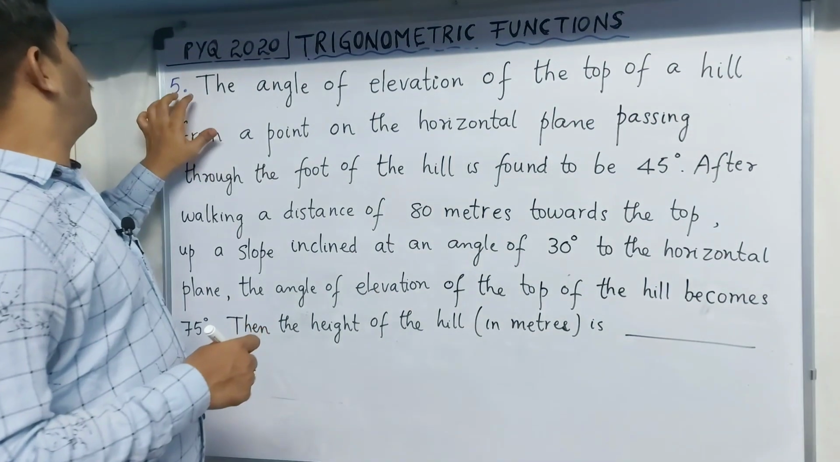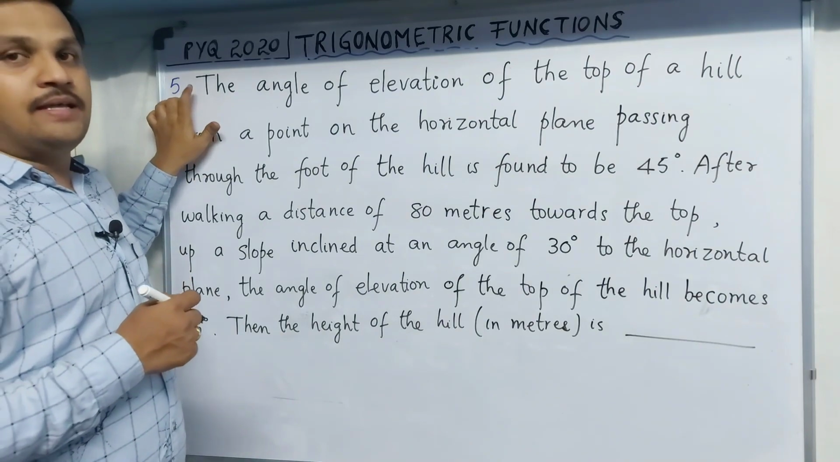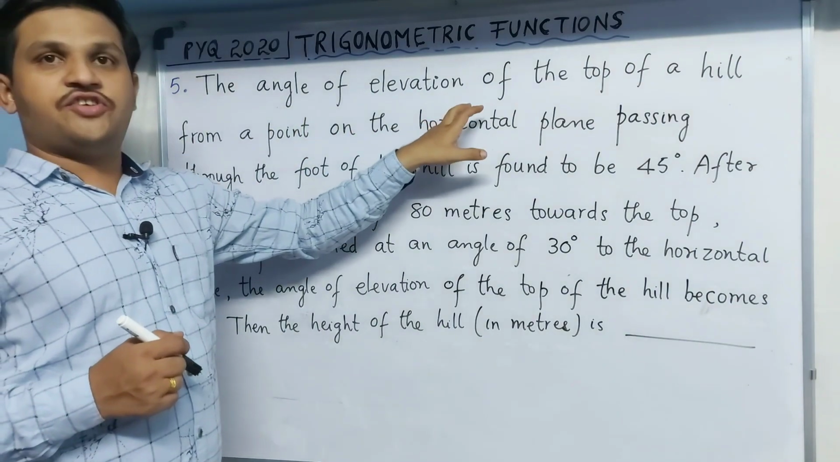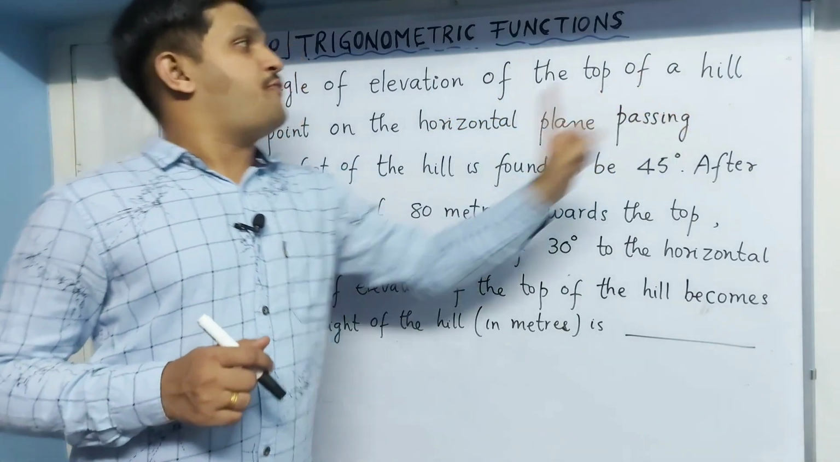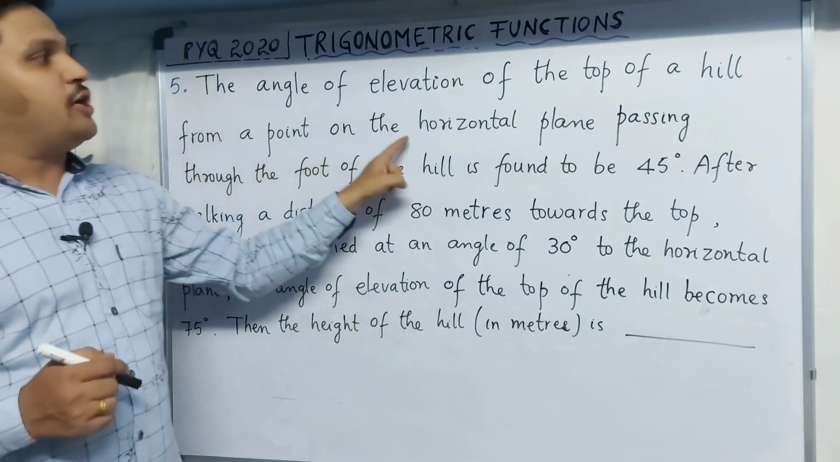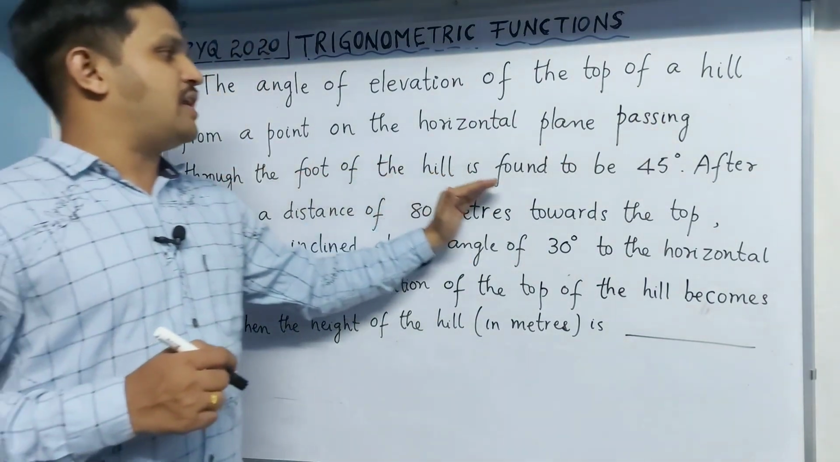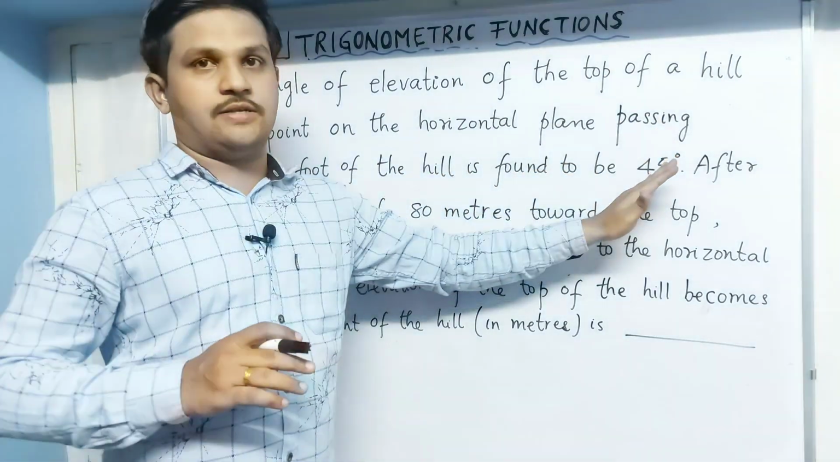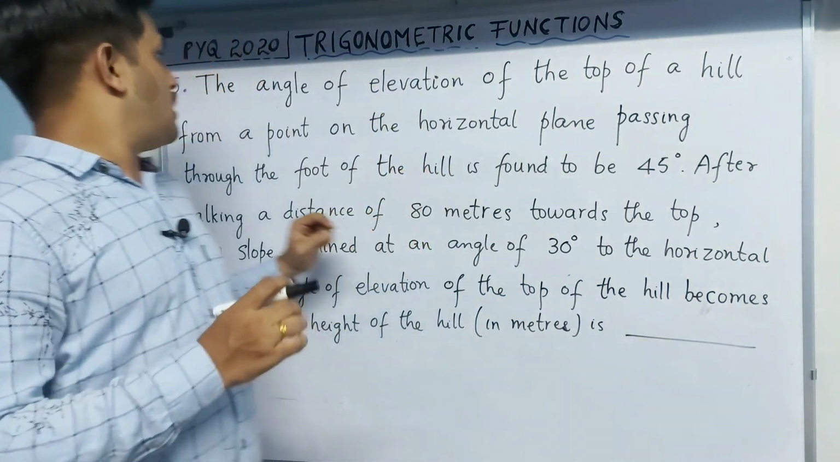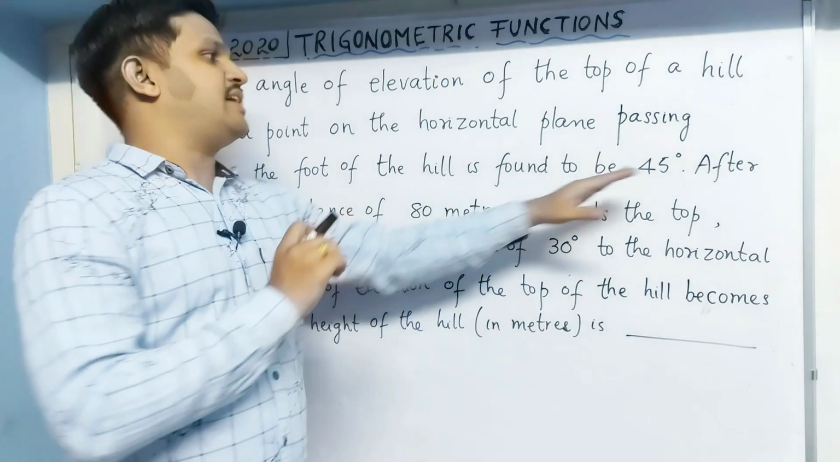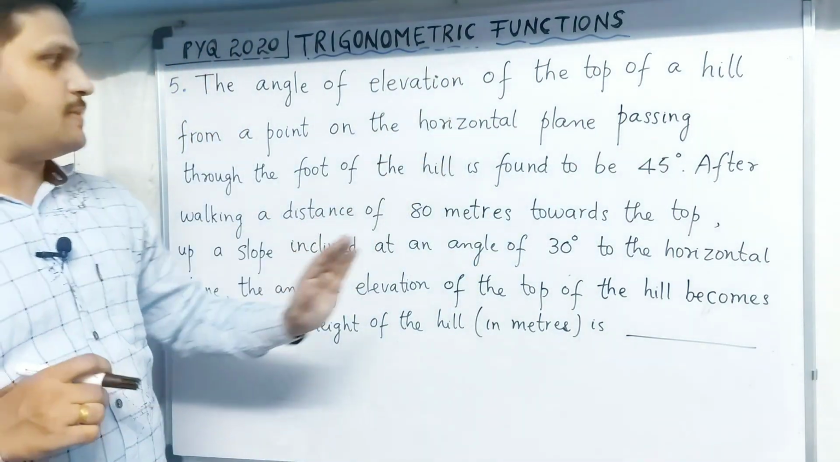So now look at question number 5. That is from the heights and distances again. The angle of elevation of the top of a hill from a point on the horizontal plane passing through the foot of the hill is found to be 45 degrees. So there is a hill, and the angle of elevation from the horizontal plane is given as 45 degrees. So that's the first statement.